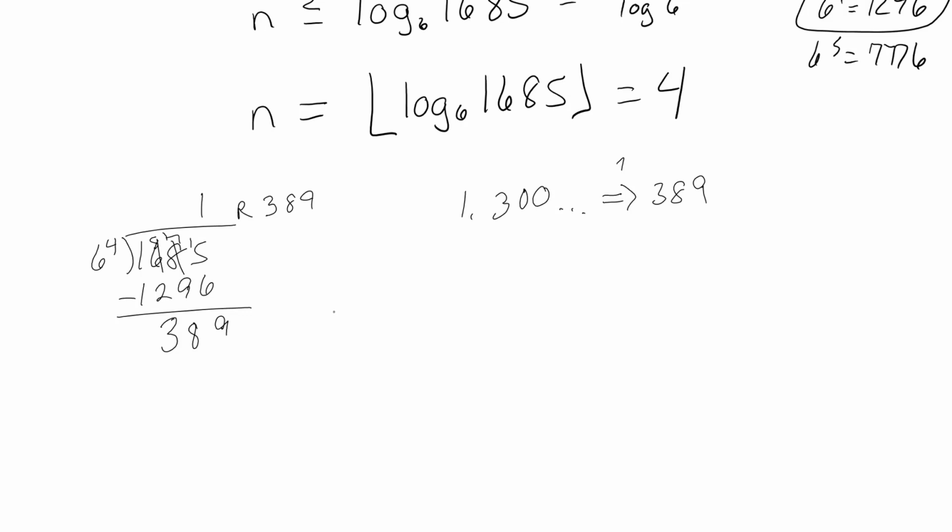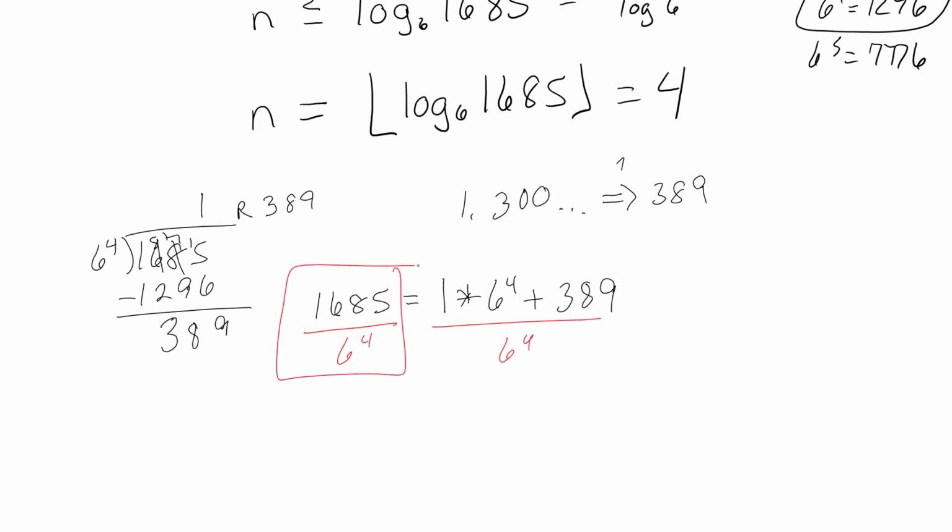The way to think about it is to say that 1685 is equal to 1 times 6 to the 4th plus the remainder of 389, right? You're like, yes, I know, you said that like 6 times. Actually, what I'm doing is, in my calculator, I asked, what is 1685 divided by 6 to the 4th? So this over here is what I have in my calculator.